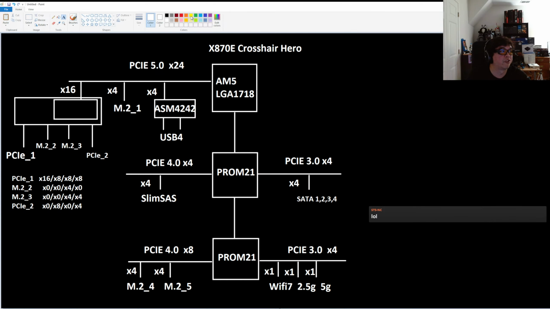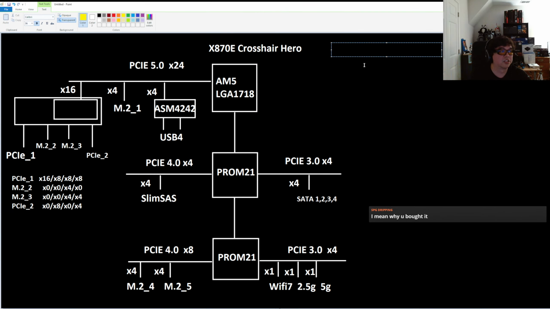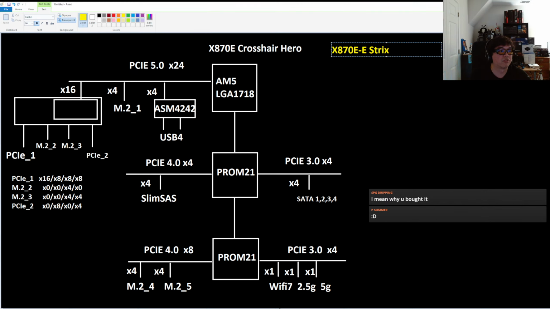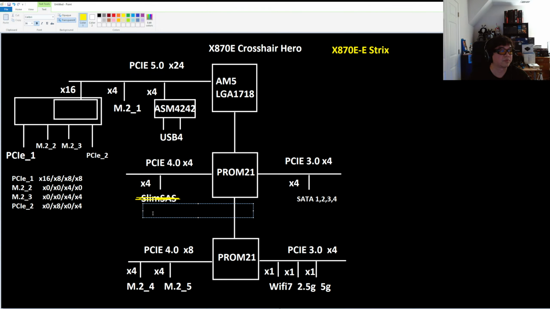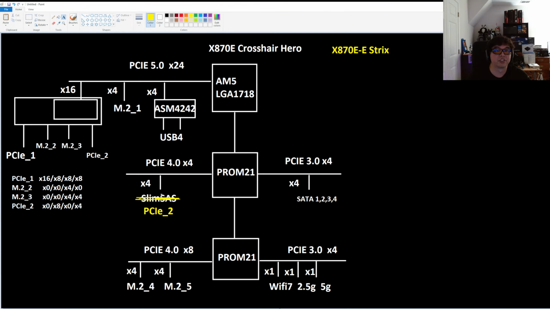So if I want to convert this and draw the X870E-E Strix instead, yellow will denote the differences. The Strix does not have Slim SAS. Instead, it has a PCIe x4 slot, so it has an open x4 slot for expansion. You can put 10 gig network cards in there really easily. You can run an adapter for another M.2 in there. So that is something that it does different.